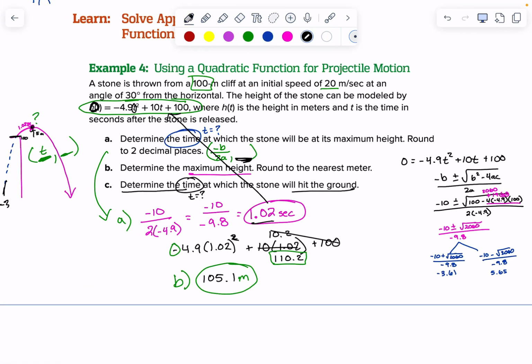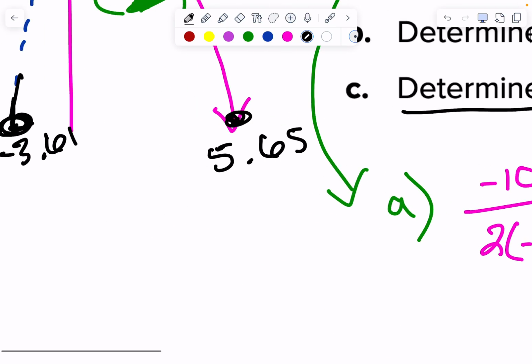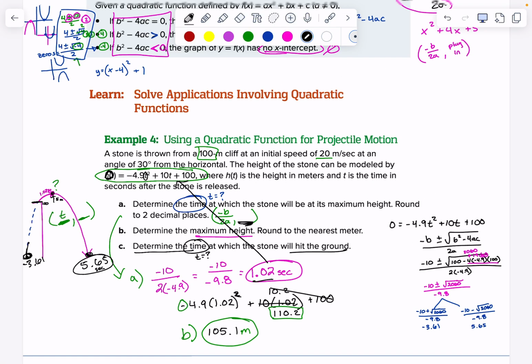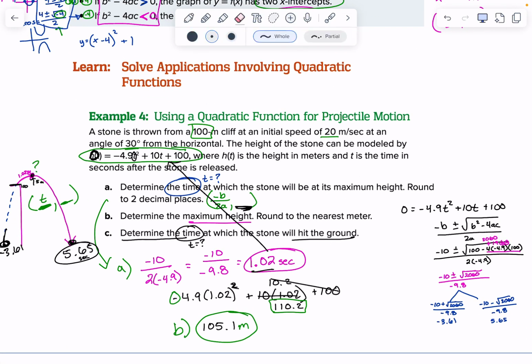It's not going to be at negative 3.61 seconds, which is before we even toss the rock, but at 5.65 seconds. So what's the true answer? 5.65, right? Because this is technically a parabolic function, we're going to have an answer over here, but that's not even existent because we're dealing with time. So 5.65 seconds is where this is located, okay? But when it will hit the ground, you're going to plug 0 in for height, and then you're going to probably use the quadratic formula. Okay? Good? All right.